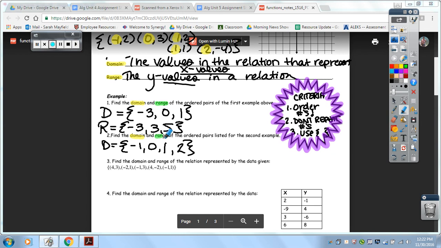So now let's talk about range. Range, all my y values. So range equals squiggly brace. You have -4, 1, 2, 3. There's 2 repeats, but I only need to write it once. Hopefully this makes sense. Make sure you ask for clarification if you need it.